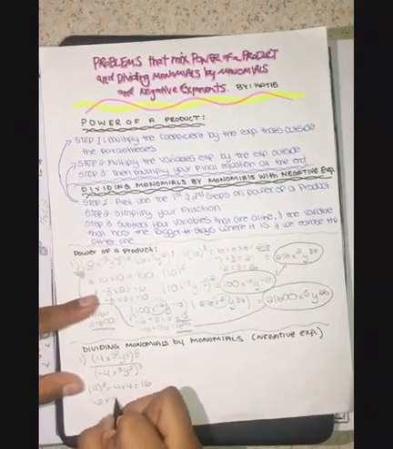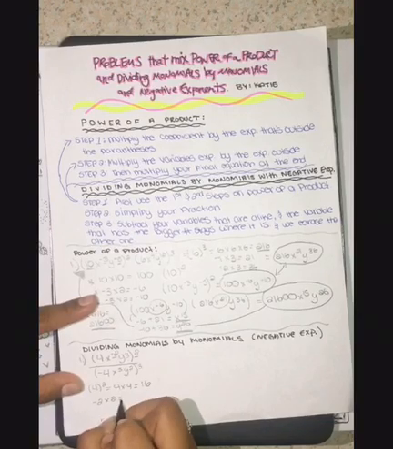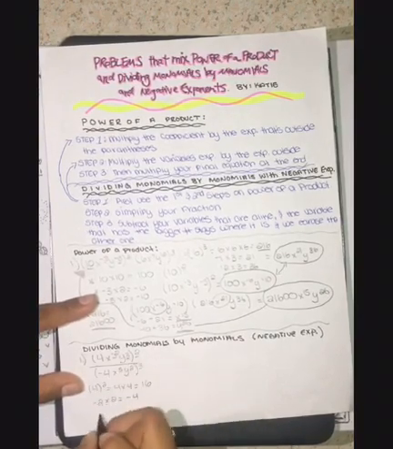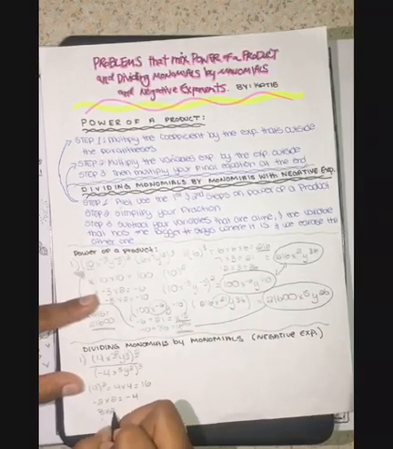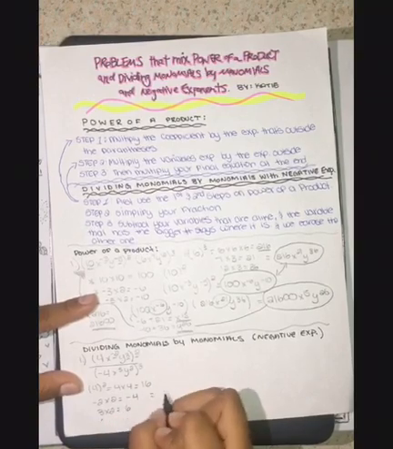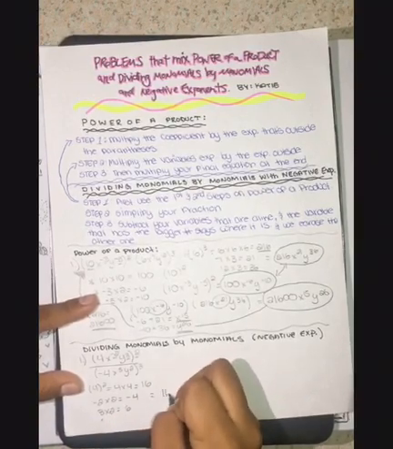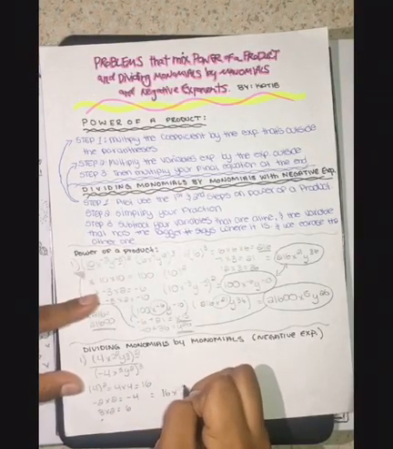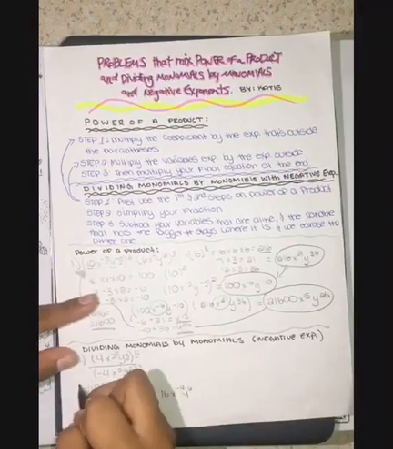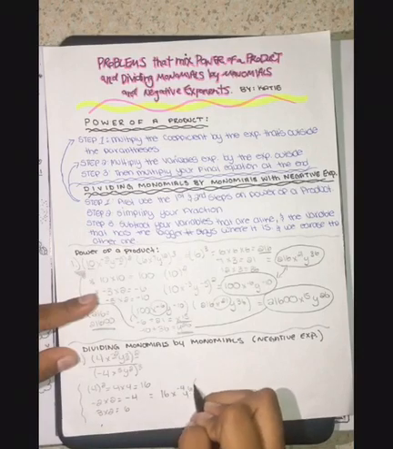Then just multiply the variable exponent and the exponent outside, which is -2 times 2, which equals -4, and 3 times 2, which is 6. Now we have 16 x^-4 y^6. Now that's for the top one.